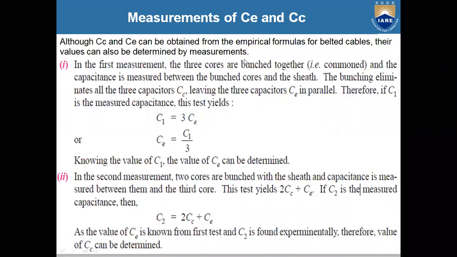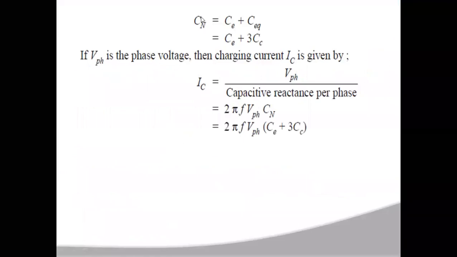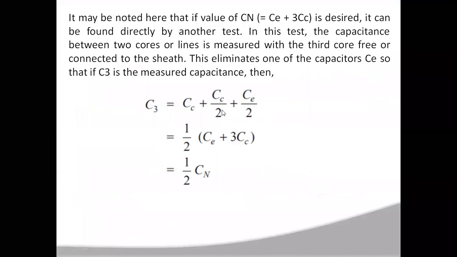So these are the two measurements for calculating CE and CC. After calculating these CE and CC values, you can calculate the per phase capacitance Cn by using this formula: Cn is equal to Ce plus 3Cc. Otherwise you have one direct measurement for calculating this Cn value. So let us see what the direct measurement is. Now you can also calculate the value of Cn directly. For calculating Cn directly, you have to do another test.